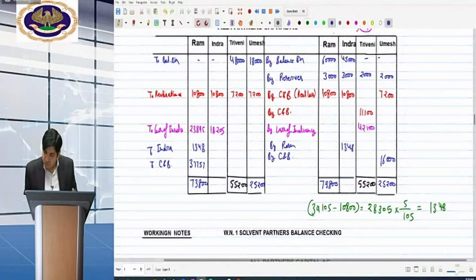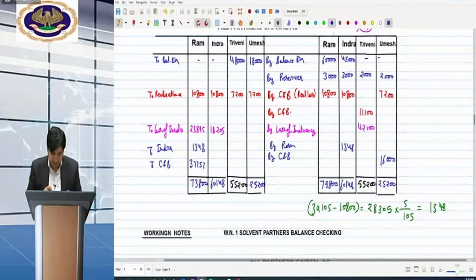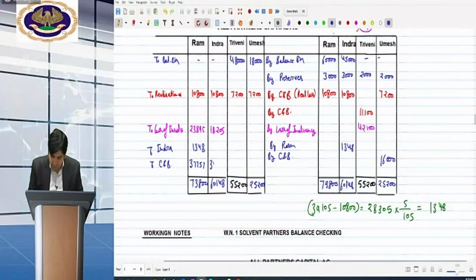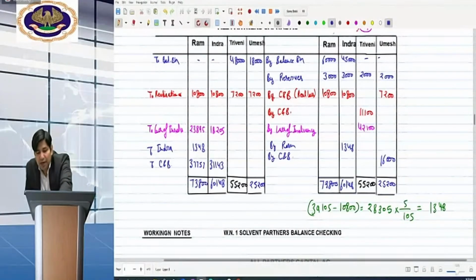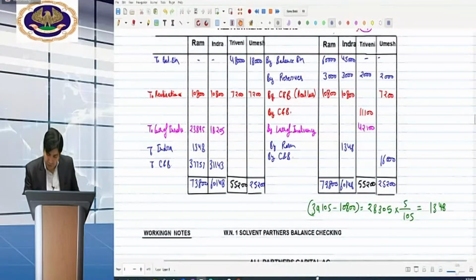1348. What is the total? 1348 plus 10,800 plus 48,000. That is 6148. 6148 minus 10,800 minus 18,205. That is 31,143. Beta, Ram's loan account has already been paid from cash and bank account directly.